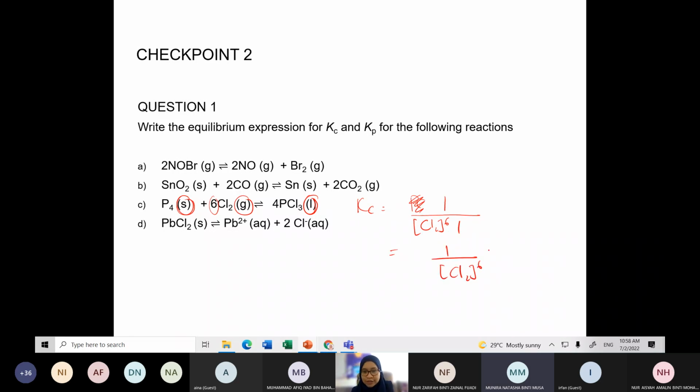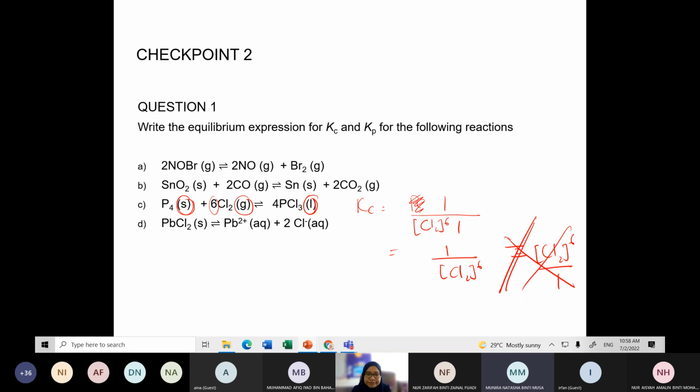Jangan you simplify jadi begini. Don't. Ini mana sama? Ini dengan ini tidak sama. 1 per dengan Cl2 kuasa 6 is not the same. Okay, Cl2 kuasa 6 ni dia per 1. Ni dah terbalik. So that's why dia tidak begini.